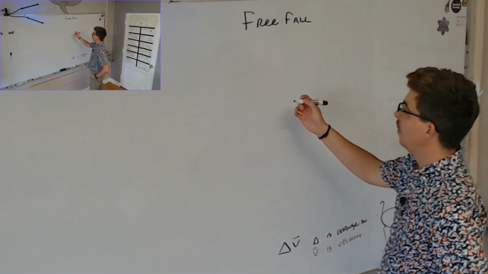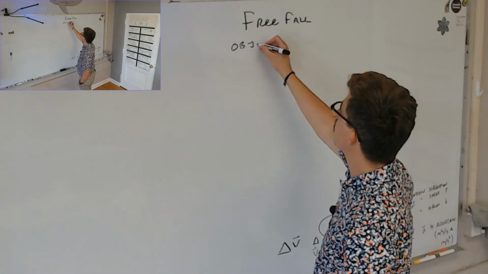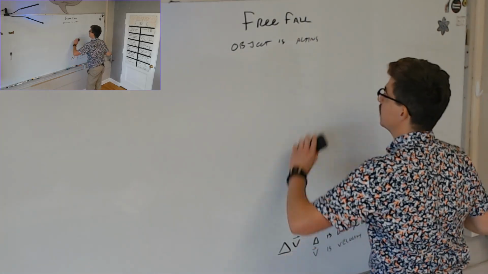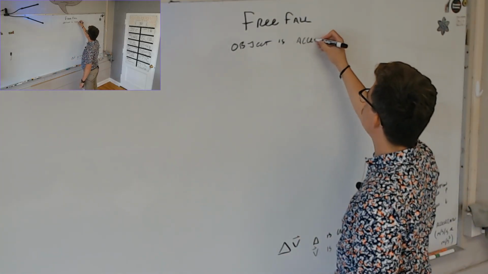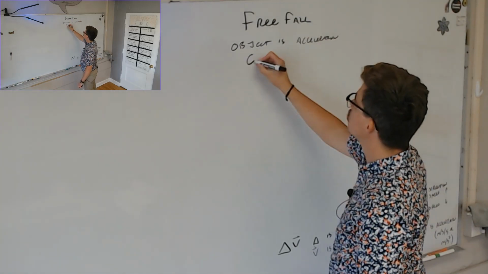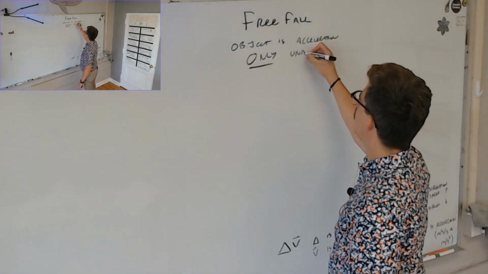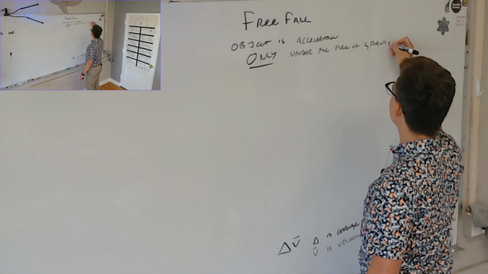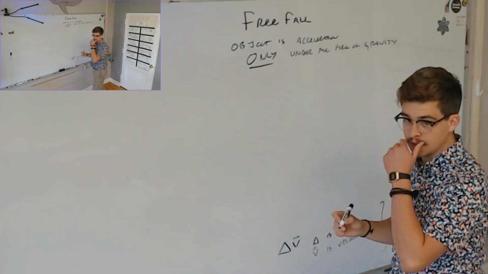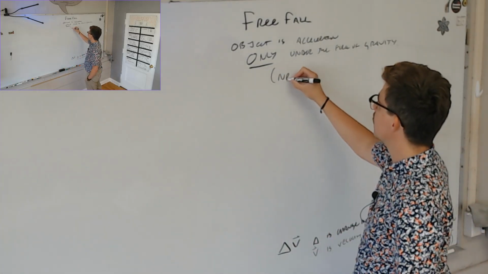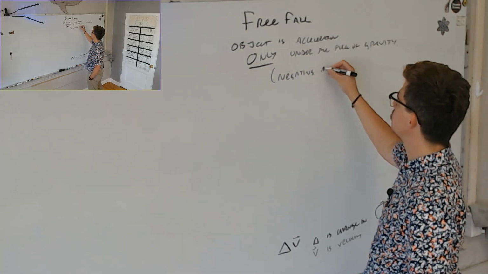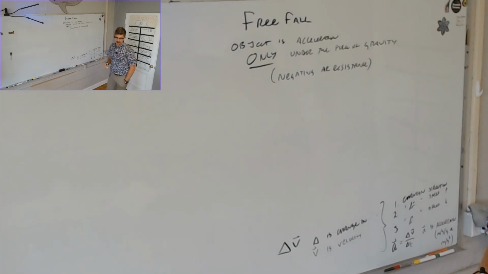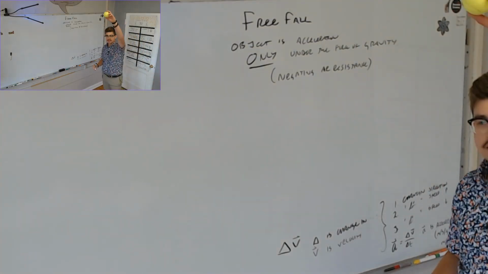So in free fall, an object is, let's say accelerating, I like that better, is accelerating only under the force of gravity. So in free fall, we are technically doing what? We're technically neglecting or negating air resistance. Technically negating air resistance. So technically, this little boy is not free falling.